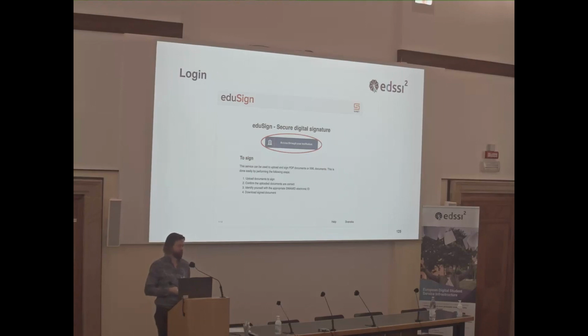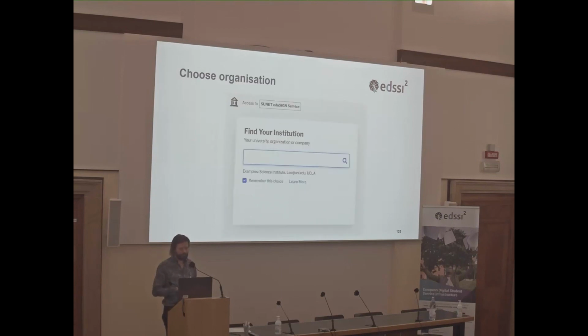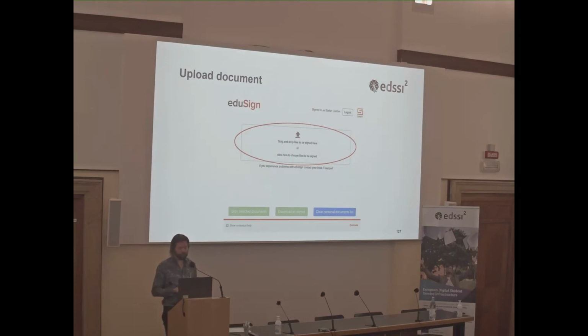I'll briefly show you some images, since images usually make things easier to understand. This is what a user faces when they log into EduSign. They access through Seamless Access, which is basically a discovery service for all of eduGAIN. They log in, search for their organization, and upload a document. I don't know how this is in other countries, but in Sweden governments have a requirement to track all documents that are received by the government, but we didn't want to have to track everything that people sign.